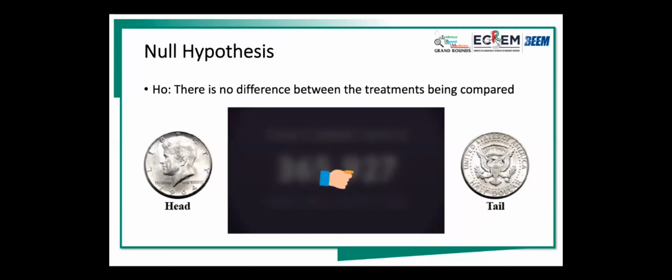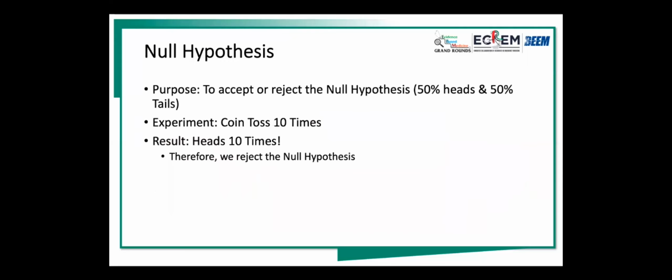However, if we end up getting a 50-50 split between heads and tails, then we have to accept the null hypothesis that there is no difference. So usually when you're designing studies, the null hypothesis is that there is no difference, and the results will bear out what that means with respect to whether or not we're going to accept or reject the null. So to carry on forward with this example of heads or tails with a coin toss, the purpose again is to accept or reject the null, which we said is a 50% heads and 50% tails.